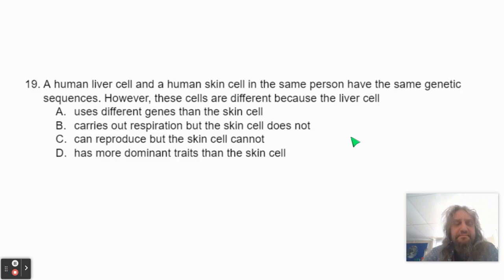Number 19. A human liver cell and a human skin cell in the same person have the same genetic sequences. However, these cells are different because the liver cell, A, uses different genes than the skin cell. B, carries out respiration, but the skin cell does not. C, can reproduce, but the skin cell cannot. D, has more dominant traits than the skin cell.